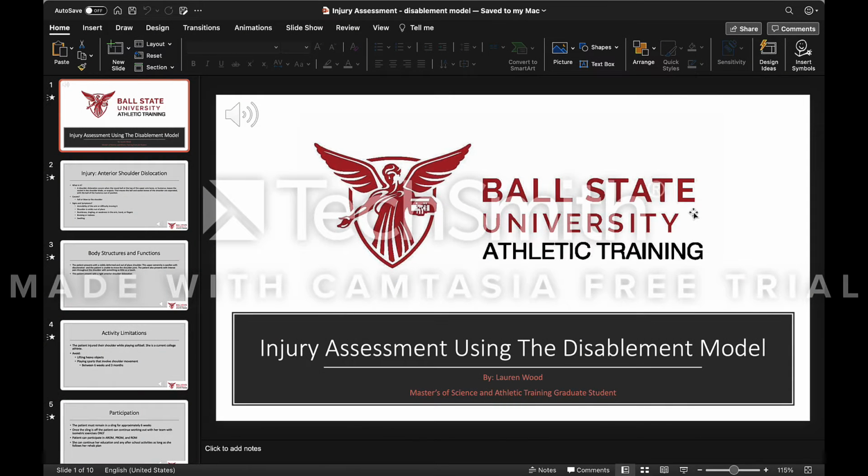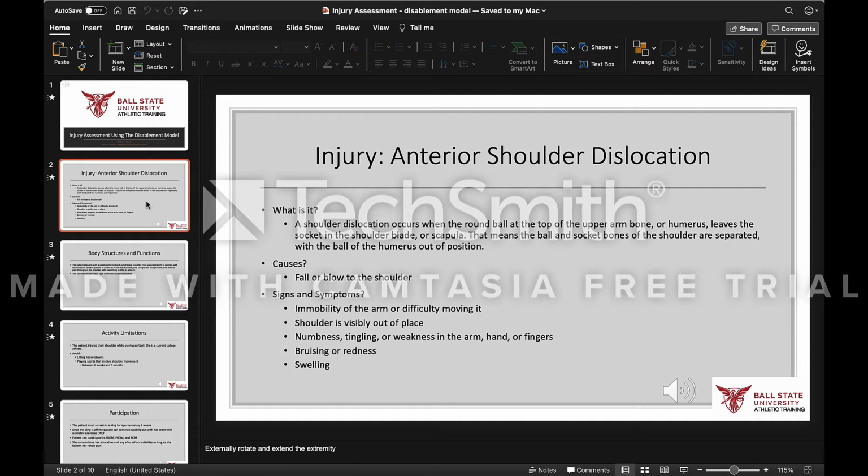Hi everyone, my name is Lauren Wood, and today I will be going over an injury assessment using the disablement model. I am a Master's of Science in Athletic Training graduate student. To begin, the injury that I chose for one of my patients is an anterior shoulder dislocation.